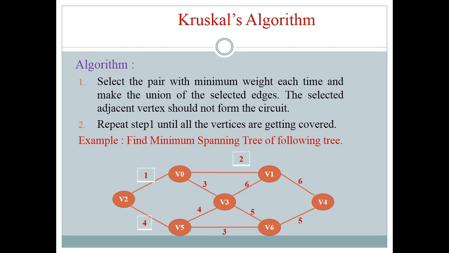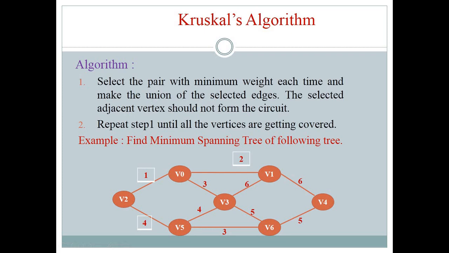So as like Prim's algorithm, Kruskal algorithm also forms the minimum spanning tree, but its algorithm is somewhat different than Prim's algorithm. So let's understand what Kruskal algorithm says. Its first step is select the pair with minimum weight each time and make the union of selected edges. Okay, so that is the difference.